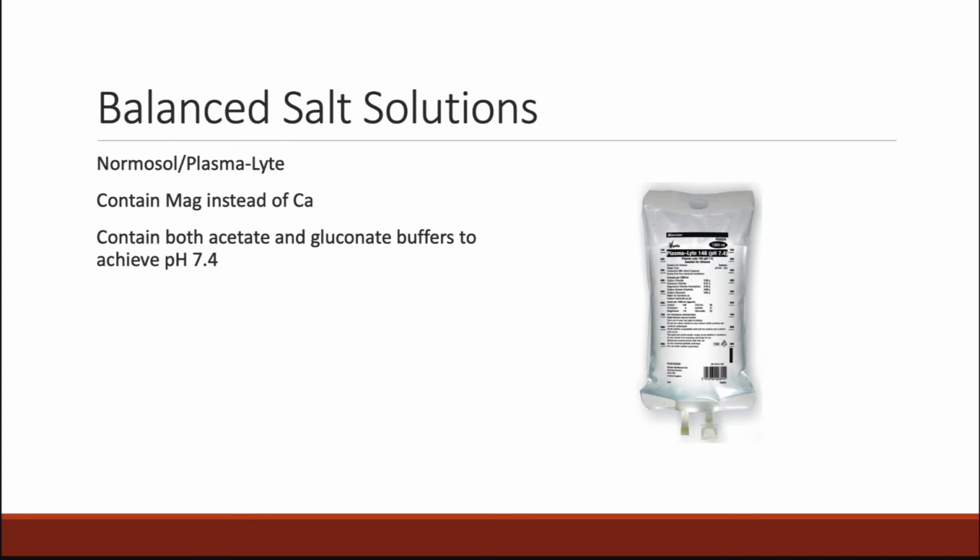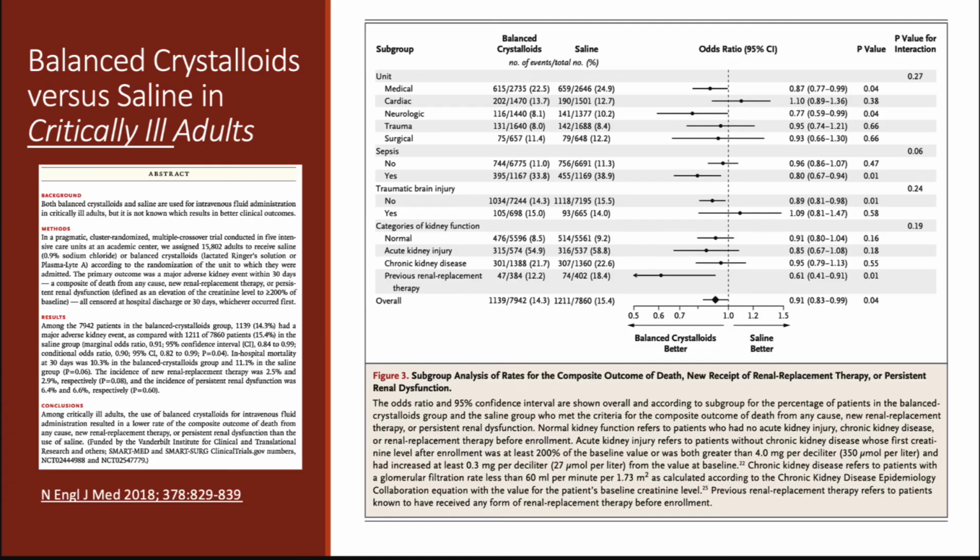That's important to know. With the balanced salt solutions like Plasma-Lyte, Normosol, and all those, they contain magnesium. I'm sorry, not LR. They contain magnesium instead of calcium. So that is the difference between Plasma-Lyte and LR. LR has calcium. Plasma-Lyte has magnesium instead. All right. They are both buffered with acetate and gluconate to get the pH balanced.